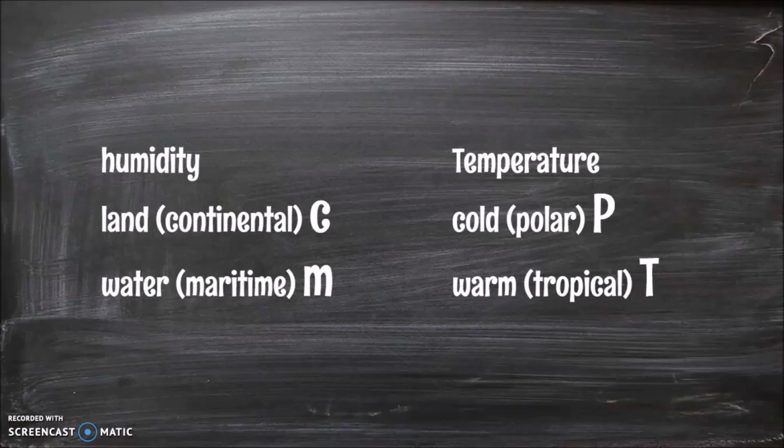The humidity depends on whether the air mass started over land or water. This is called continental or maritime, and the symbol is a lowercase c or a lowercase m. The temperature is going to depend whether the air mass started in a cold place or a warm place, called polar, near the North or South Pole, or tropical, near the equator, and the symbol is a capital P or T. Let's discuss air masses that occur in North America.